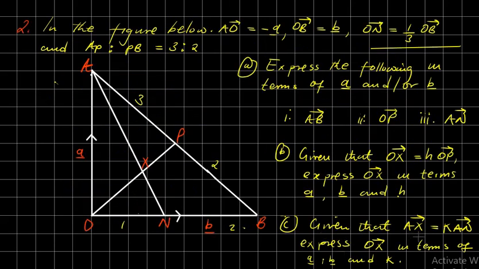C is saying, given that the vector AX is equal to the vector AN. We know we are using this one here. Okay, express OX in terms of A, B, and K. All right.